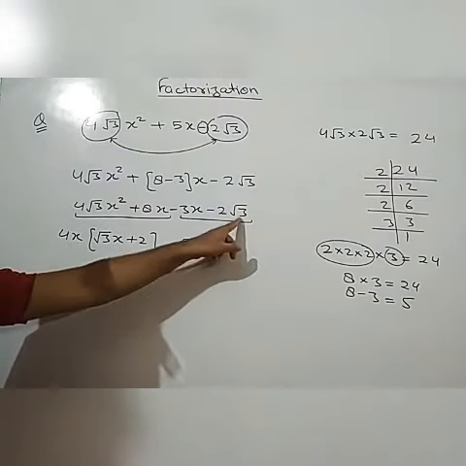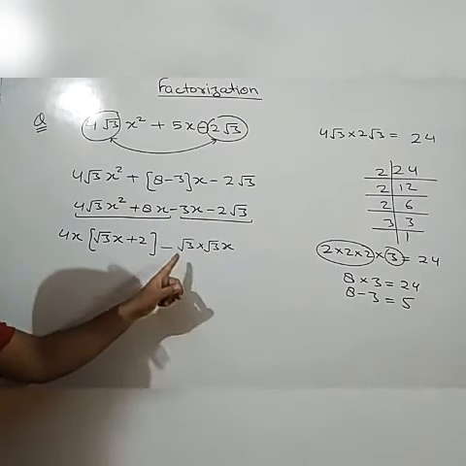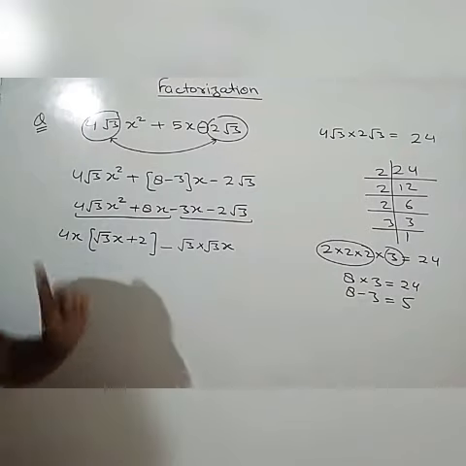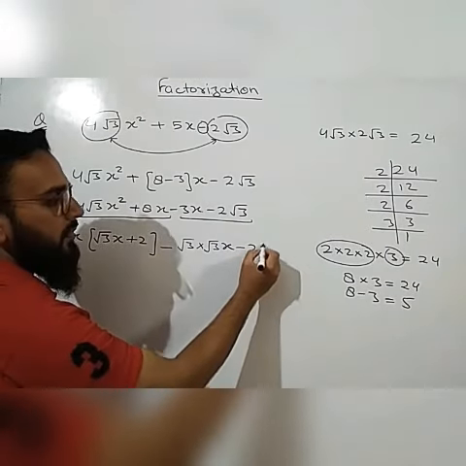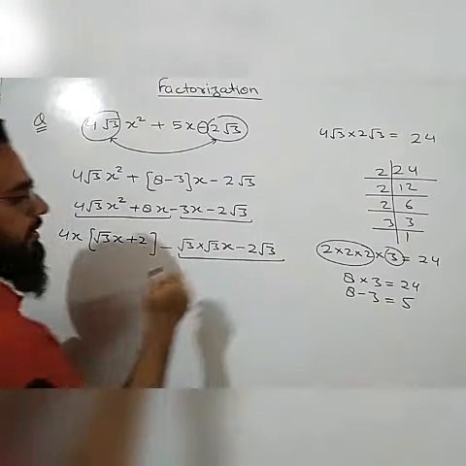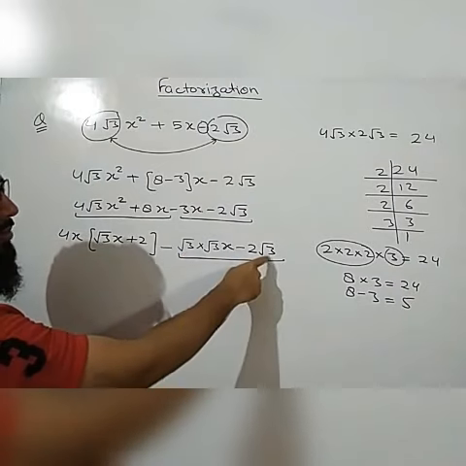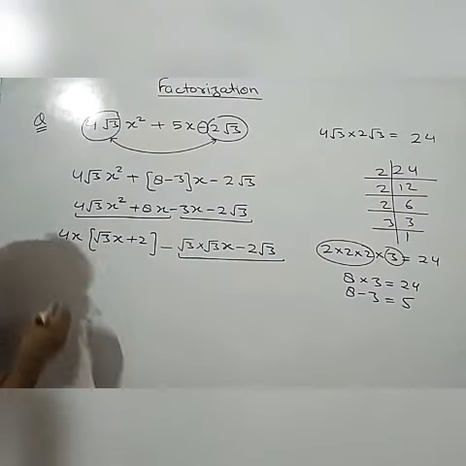Because here it is root 3, so we have converted this 3 also in terms of root 3. So it can be written as root 3 into x minus 2 root 3. Now from these two terms we can take common. What is common now? Root 3 is common from both of the expressions. So we can take common.